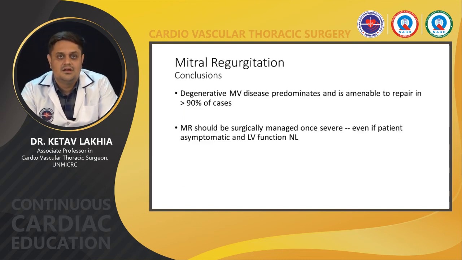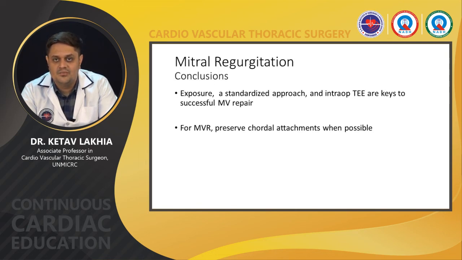So, conclusions: degenerative mitral valve disease predominates and it is amenable to repair in more than 90% of the cases. MR should be surgically managed once severe, even if the patient is asymptomatic and LV function is normal. Exposure, a standardized approach and intra-op TE are key to successful MV repair. And if we are doing mitral valve replacement, preserve chordal attachment whenever possible. We can also do newer methods like minimally invasive, robotic assisted, or even transcatheter approach wherever feasible on a case-to-case basis. Thank you.